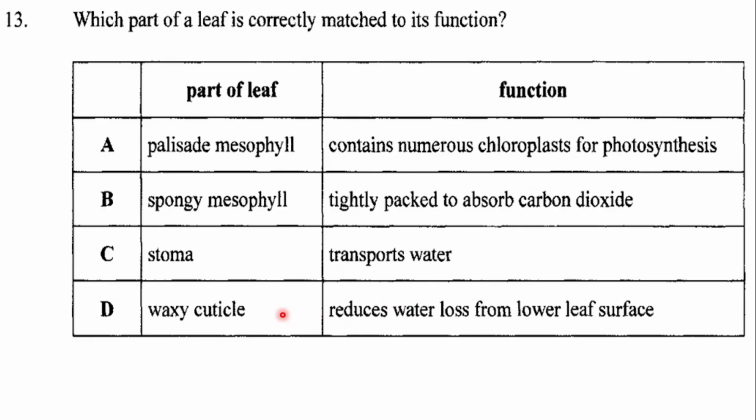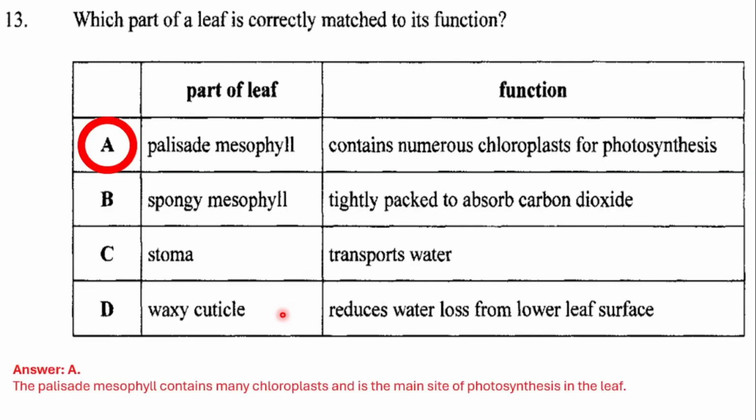The correct answer is definitely going to be A, palisade mesophyll, because palisade mesophyll contains many chloroplasts and is the main site of photosynthesis in the leaf.